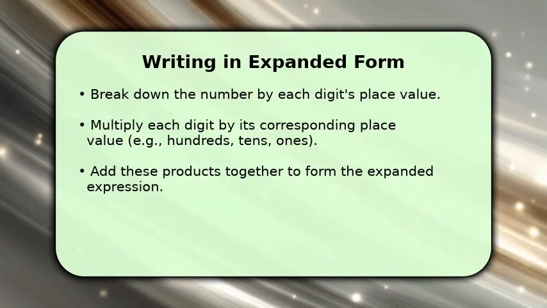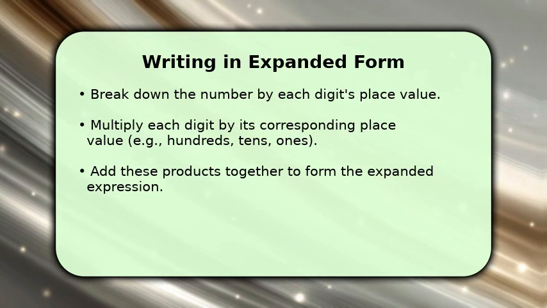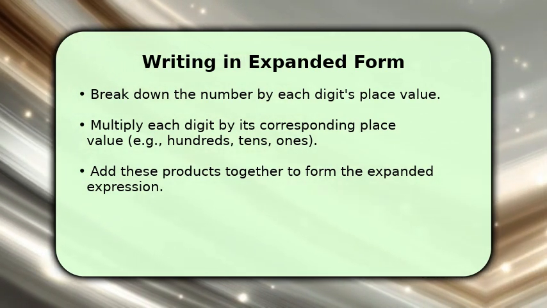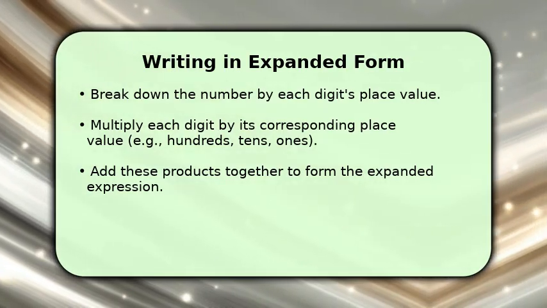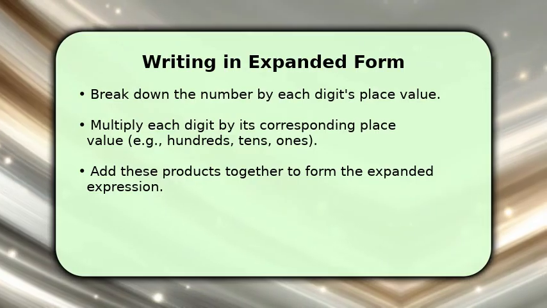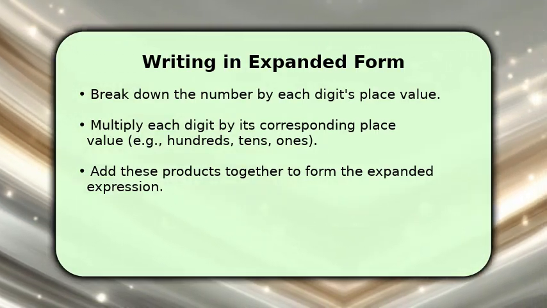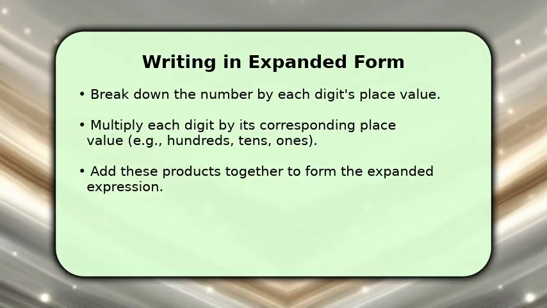To write a number in expanded form, you first isolate each digit. Then, you multiply each digit by its respective place value. For example, if you have a digit in the hundreds place, you multiply it by 100. If a digit is in the tens place, you multiply it by 10. Finally, you sum all these individual products to reveal the number's full expanded form.